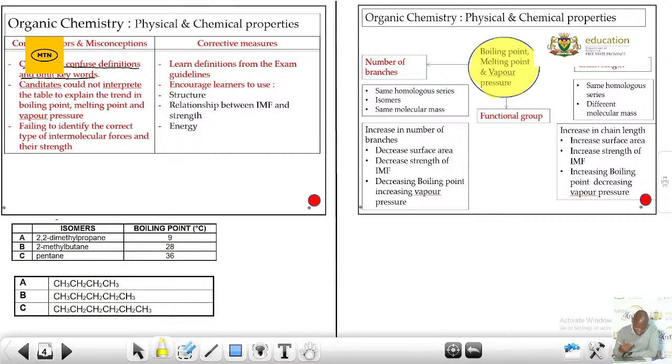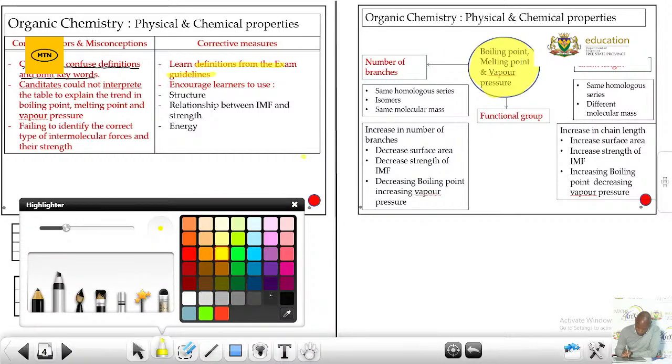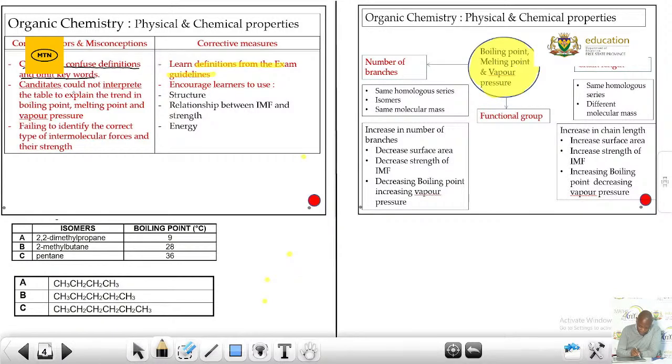So the procedure is still the same. The advice is still the same: learn your definitions from the exam guideline. But now, when coming to long questions, we need to compare. It says candidates could not interpret the table to explain the trend in boiling point, melting point, and vapor pressure. So the key thing here is we fail to interpret the tables that are given. We fail to understand exactly what the examiner is assessing. We fail to understand how to go about answering this particular section of physical and chemical properties.